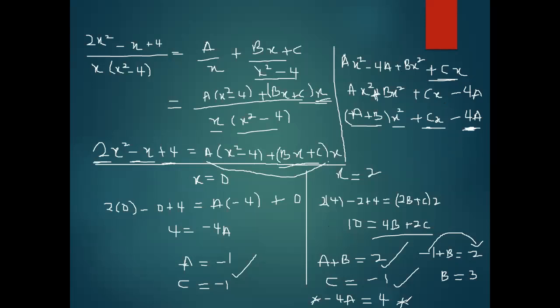Okay, so we got all our factors, which is a is minus 1, b is 3. Now we want to put it back into our expression. So once we've obtained a, b, let me write b here. B is 3. The c is minus 1. Okay, we'll be putting it back into the main expression to get the partial fraction.